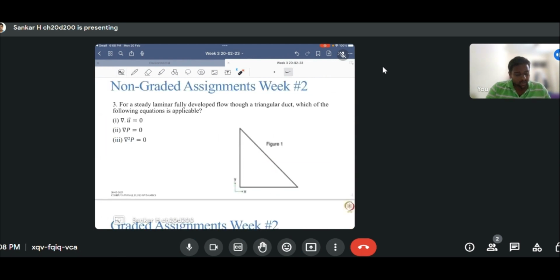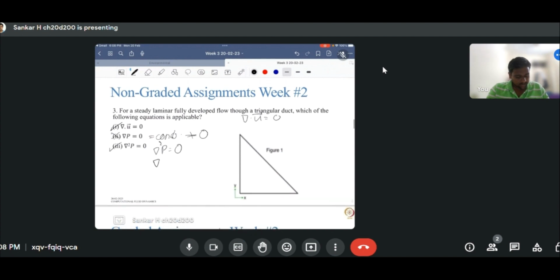Moving to question number 3, for a steady laminar fully developed flow through a triangular duct, which of the following equations is applicable? We know that mass conservation is given by the equation of continuity, del dot u is equal to 0, so this equation is applicable. And we know that del p should be constant in general, but not exactly equal to 0, so this statement is wrong. And we know that del square p, the Laplacian, is 0 since del p is a constant.